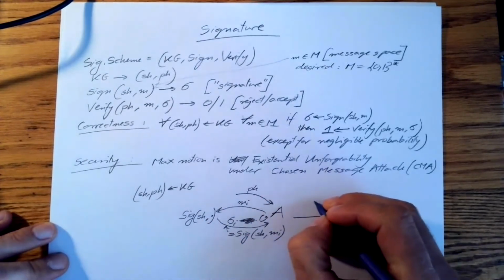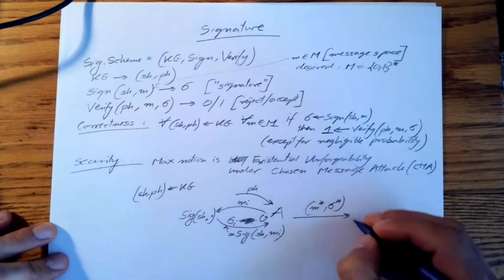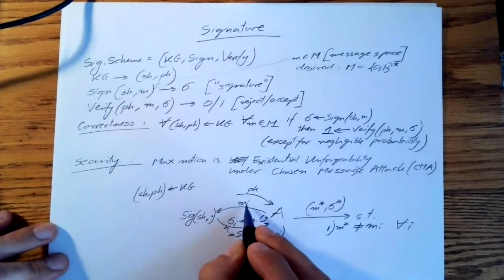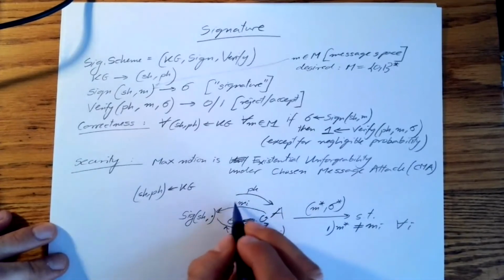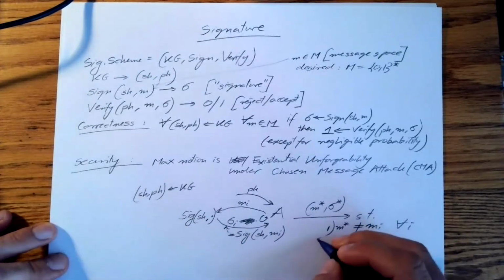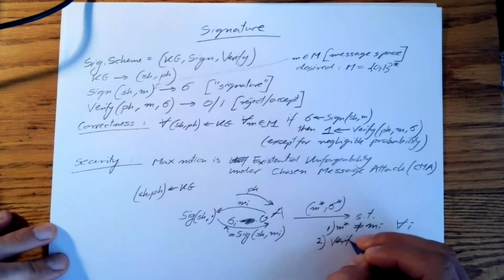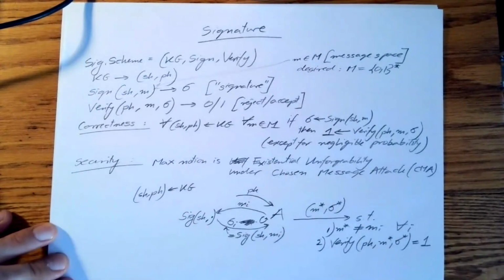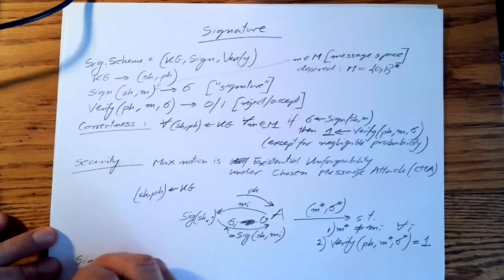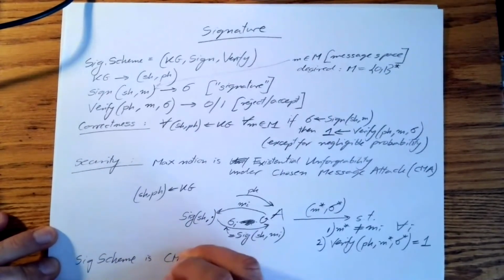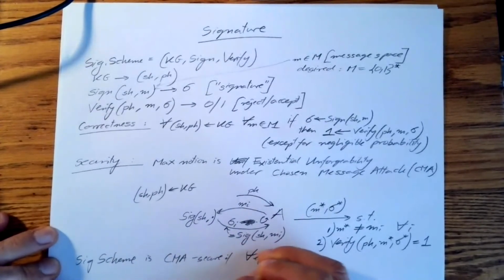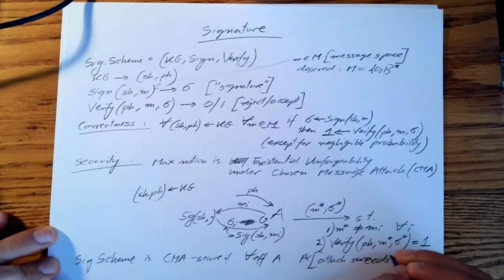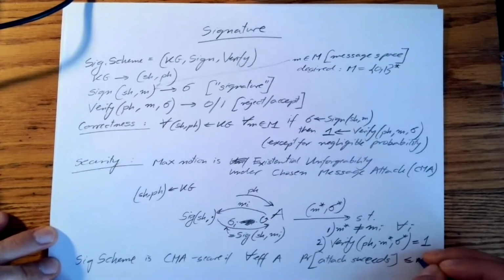He wins if he outputs a pair M star, sigma star, such that, first of all, M star is not equal to m_i for all i. So this message, the forgery, is different from all the m_i that he got signed for free. And secondly, the signature verifies. So the verify algorithm under this public key on the M star, sigma star pair outputs one. Okay, and we say that a signature scheme is CMA secure if for all efficient adversaries A, the probability the attack succeeds is negligible. Right, the standard type.